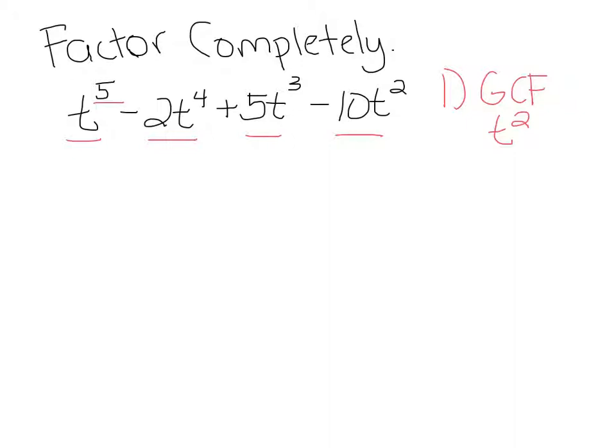Since we have 5, 4, 3, and 2 t's, respectively, the greatest number of t's that we can pull out of all of them is 2. We only have 2 to pull from here. Therefore, that's the biggest one that we can pull out of all. So let's write t squared on the outside. Now let's see what's left.